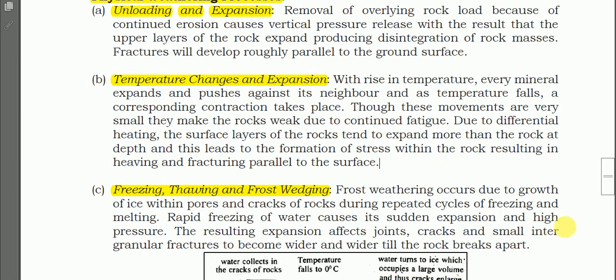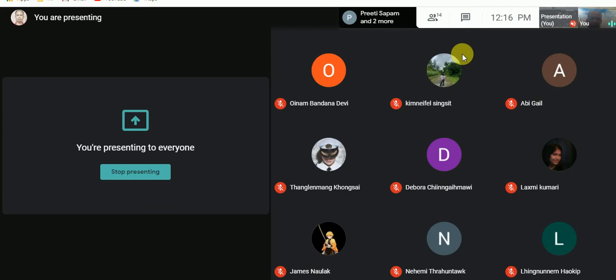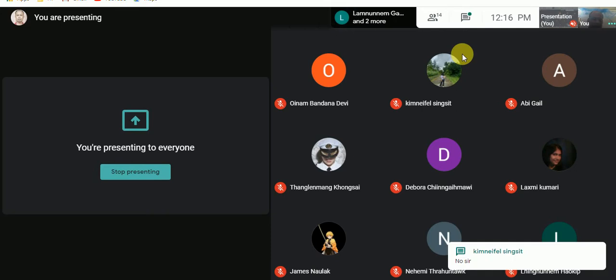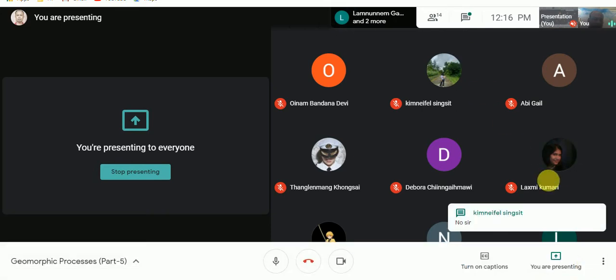Okay, so any question up to here, boys and girls? Any question regarding this thermal expansion and weathering process? Okay, then let us continue.